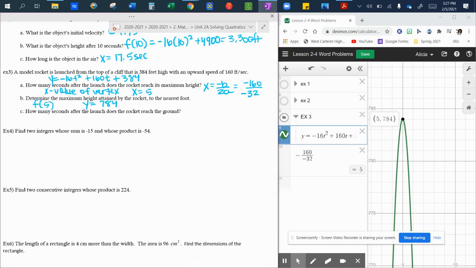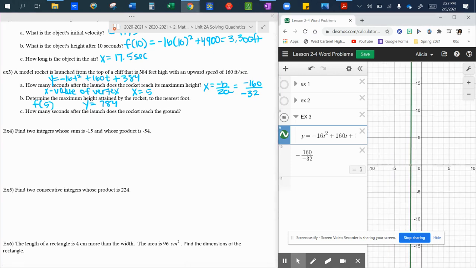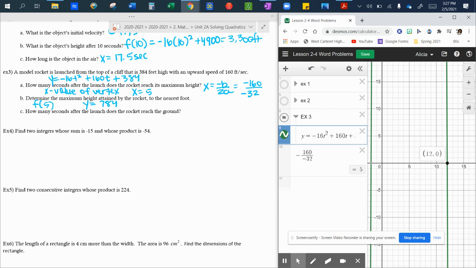How many seconds after the launch does the rocket reach the ground? So now for this, I can go back to my home view, and we want the positive 0. So we see there that x, and here I forgot my units. Here x is seconds, y is feet.